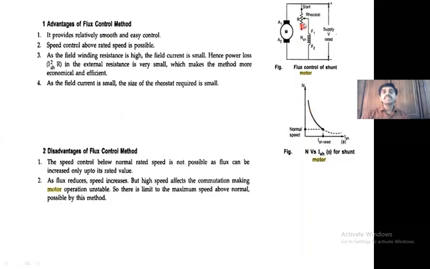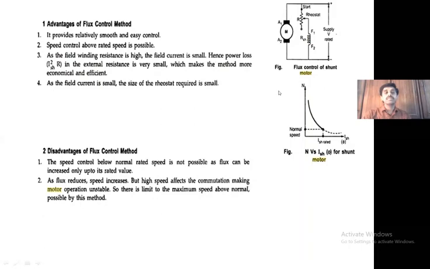As the field winding resistance is high, the field current is small, hence the power loss I_sh squared R is extremely small. That means R is the external resistance, and this loss is very small, which makes the method more economical and efficient. As the current flowing through the field is small, the size of the rheostat required is small. These are the advantages.